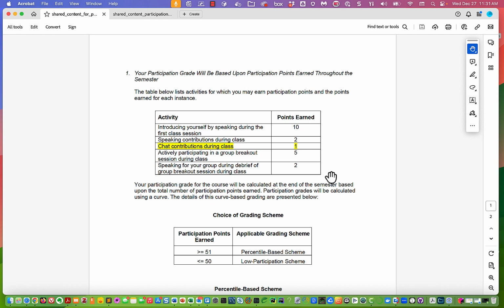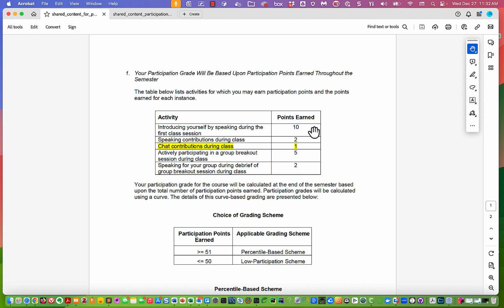So what activities can you earn participation points for? Well, again, activities that happen in class. During the first class, I always ask students to introduce themselves by speaking during class, and people go one after the other. I introduce myself, and if our TA is there, they introduce themselves, and then you introduce yourselves. And you get a lot of points for this. You get 10 points. In order to do that, you have to be at the first class. We have a lot of trouble in our programs that people don't enroll in the classes until after the first class. So if you're one of those people, then it's a lost opportunity.